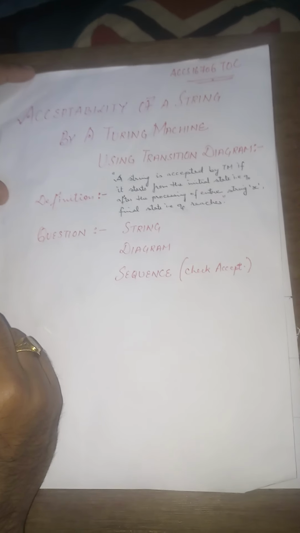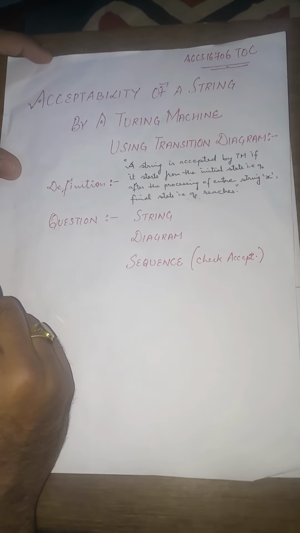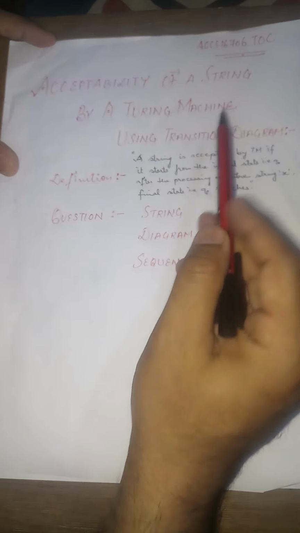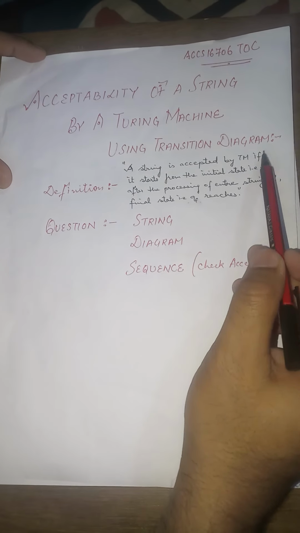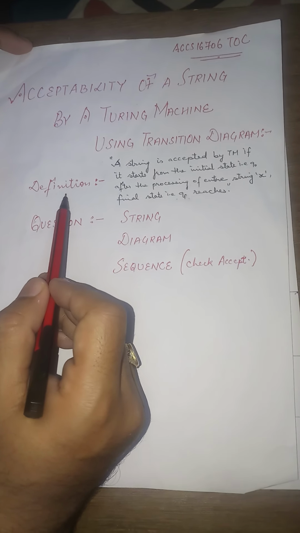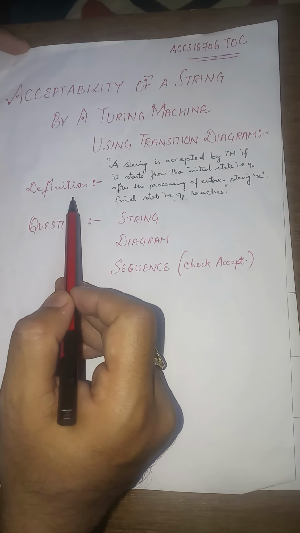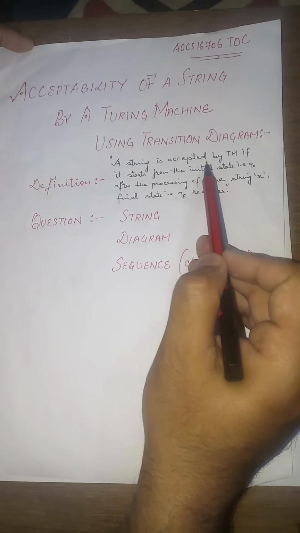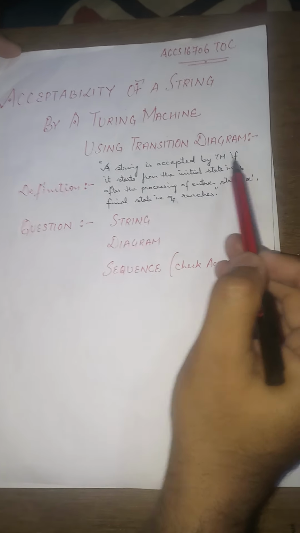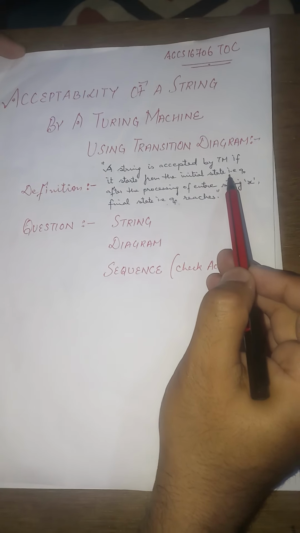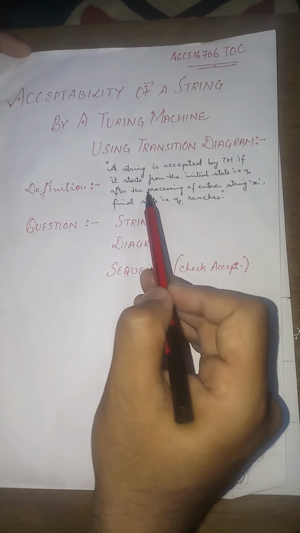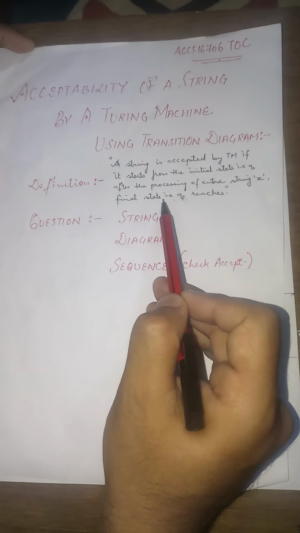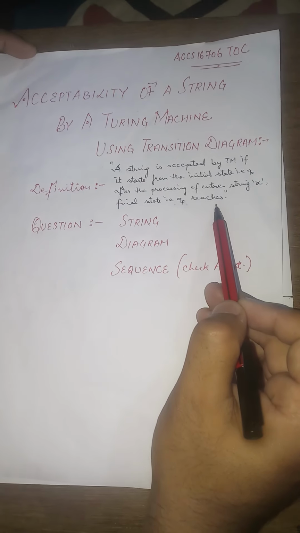So hello students, in this video we will learn acceptability of a string by Turing machine using transition diagram. First of all we have a definition, which will remain the same as we have studied earlier. A string is accepted by a Turing machine if it starts from the initial state, that is Q naught, and after the processing of the entire string X, the final state is reached, right?